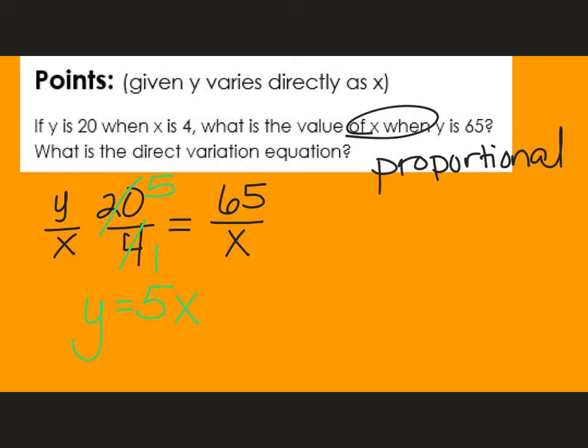So now we can say, all right, well, I know that y is 65, so 65 equals 5x. So now we divide by 5, divide by 5. So 65 divided by 5 is 13. So that means x has a value of 13. Of course, we can check this by putting a 13 here and saying, all right, if I simplify, that's a 1, this is a 5, so we got the same thing. So this is a proportional relationship.